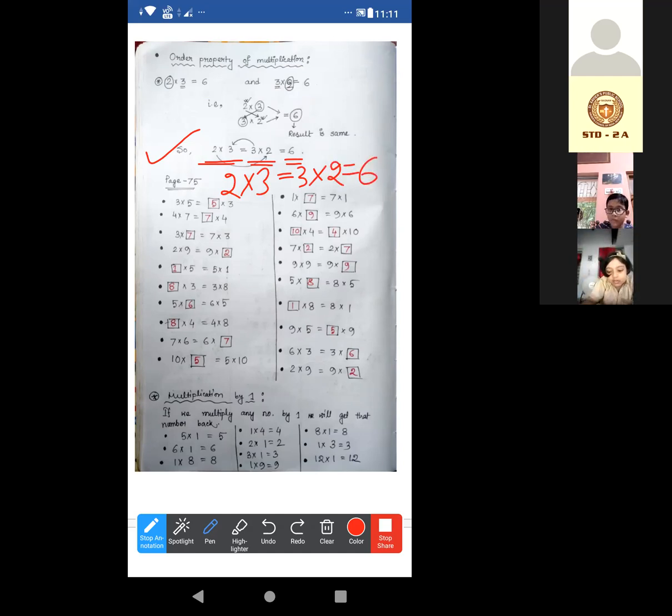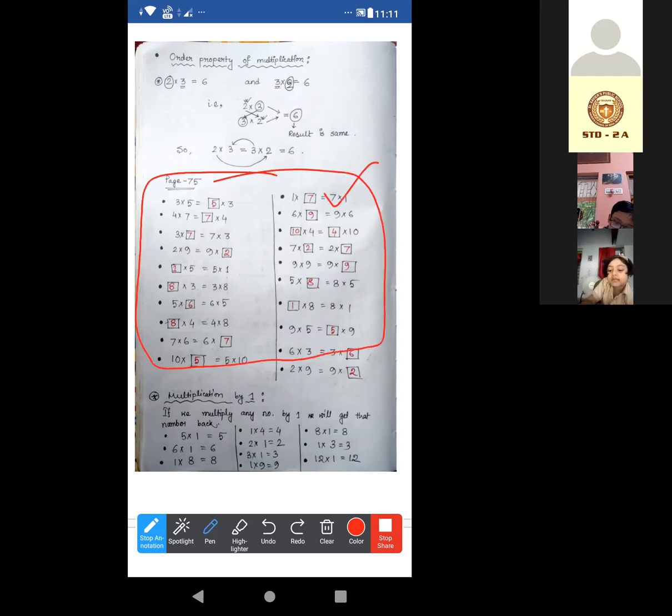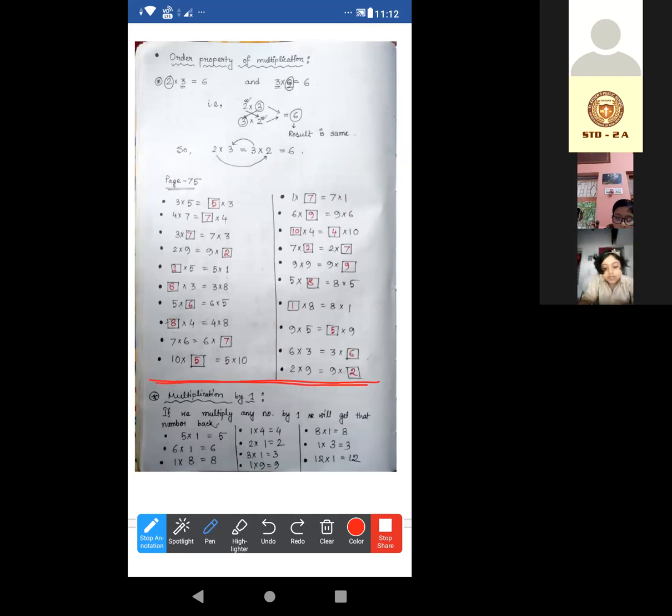Just write this. Now page number 75, this sum you have to solve. Acha, don't do it in your book, because from page number 17 the sums are here, but I have given some extra sums. Huh? These last 2 or 3 sums are not in your book. Okay, I have given these extra sums. Okay, so all of you do it in your copy first.